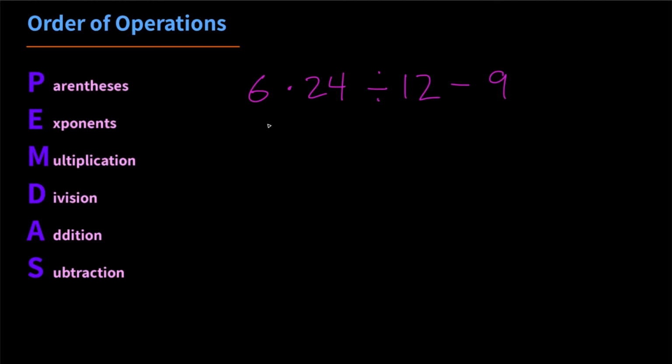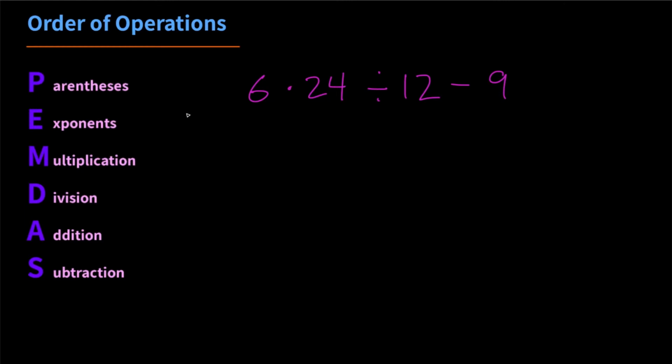In this example, we have the expression 6 times 24 divided by 12 minus 9. We're going to start with parentheses. We don't see any parentheses, so we move to exponents. No exponents. We're going to move to multiplication and division. We're going to do the operation that comes first as we move from the left to the right. So our first operation, we have 6 times 24.